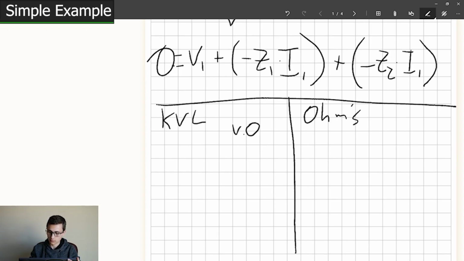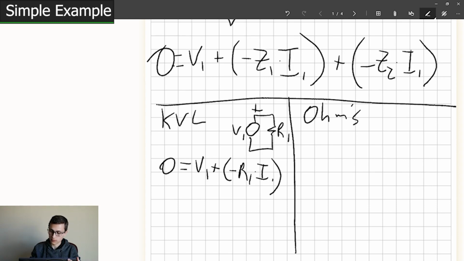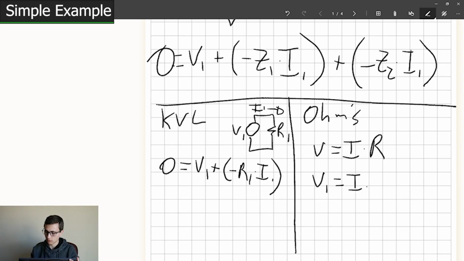We're going to have V1. We're going to have R1. Basically, what we're going to say is 0 equals V1 plus negative R1 times I1, where I1 is flowing in that direction. Okay. And if we take Ohm's law and we think about this, right, we've got V equals I times R. We know this is true. And the voltage is V1, okay, equals I1 times R1. Huh. It just doesn't look quite right.